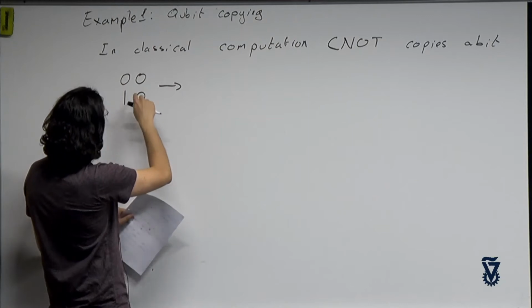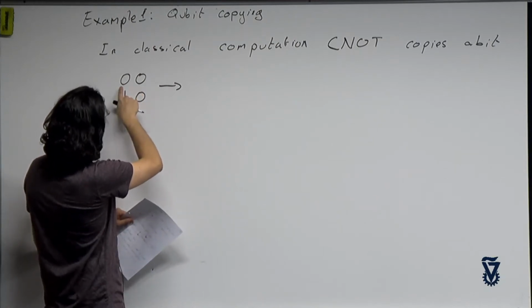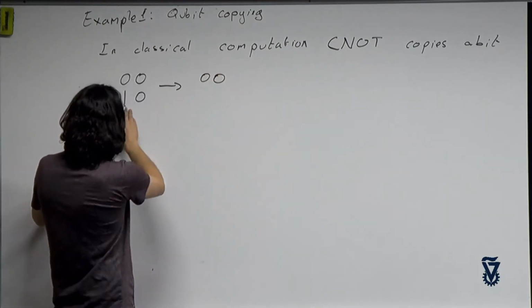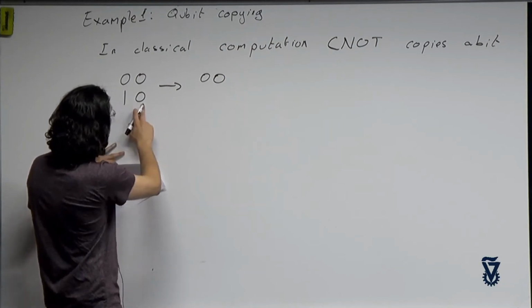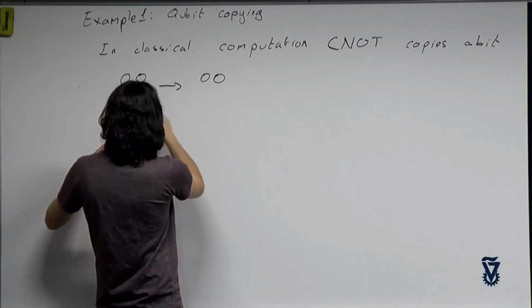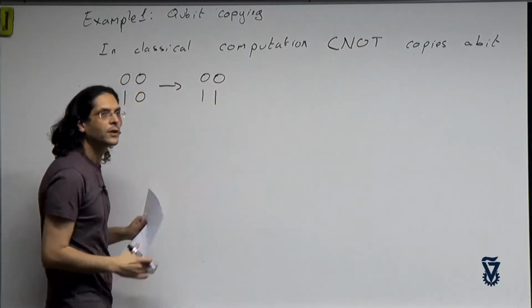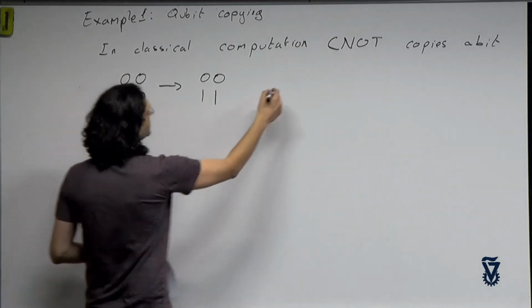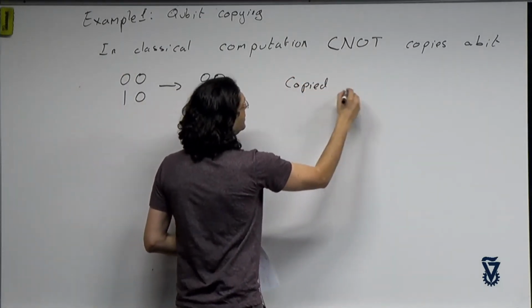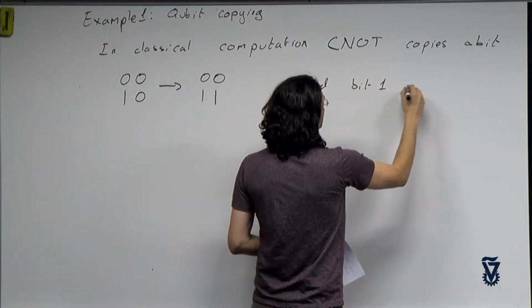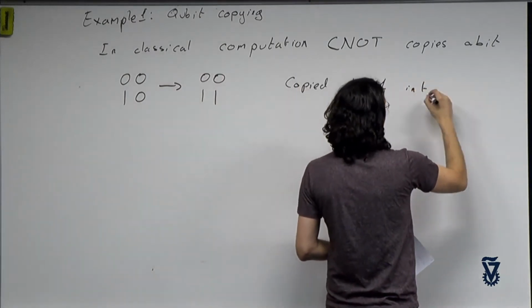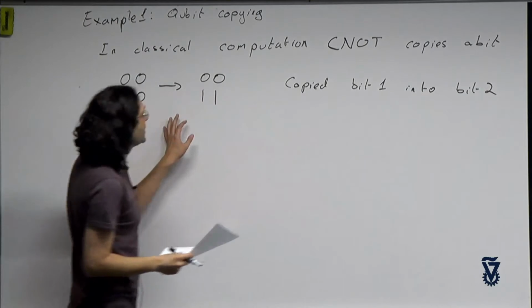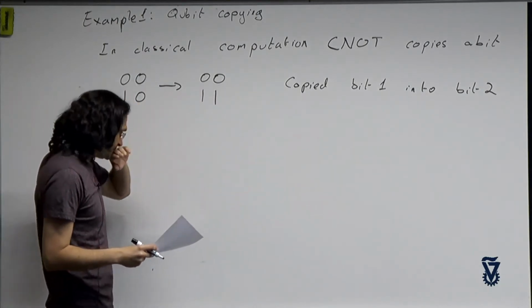So a CNOT does control not. So this is 0, so that stays 0, 0. And here 1, which means you flip your ancilla, your friend qubit, then you end up with 1, 1. So what this operation did is it copied the value of bit 1 into bit 2. Now what we're going to do is look at a simple exercise.